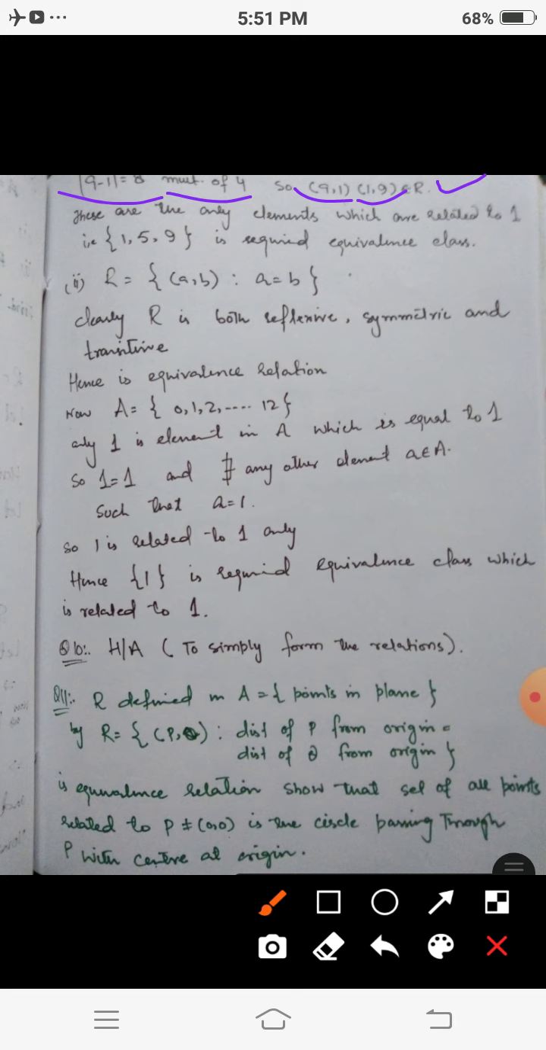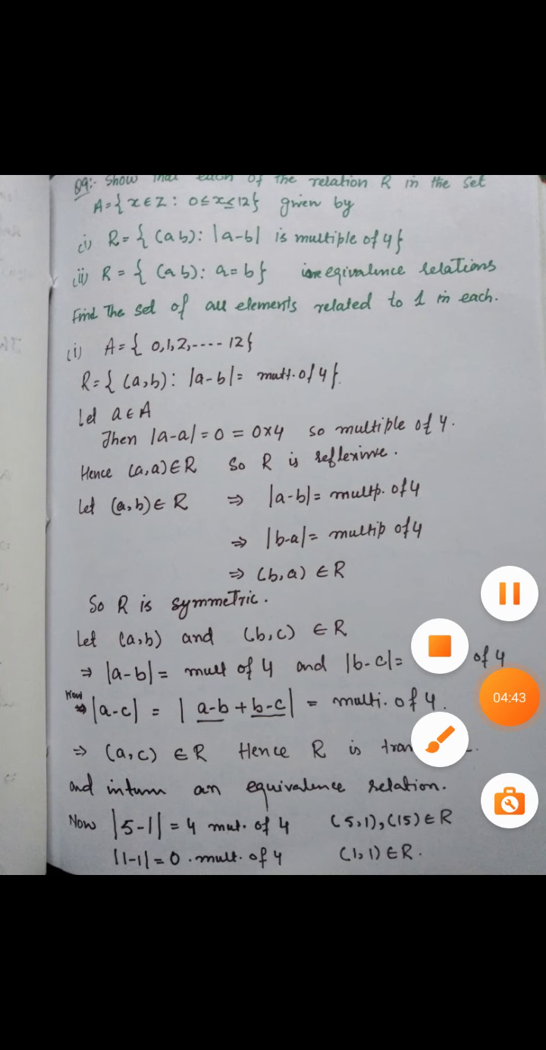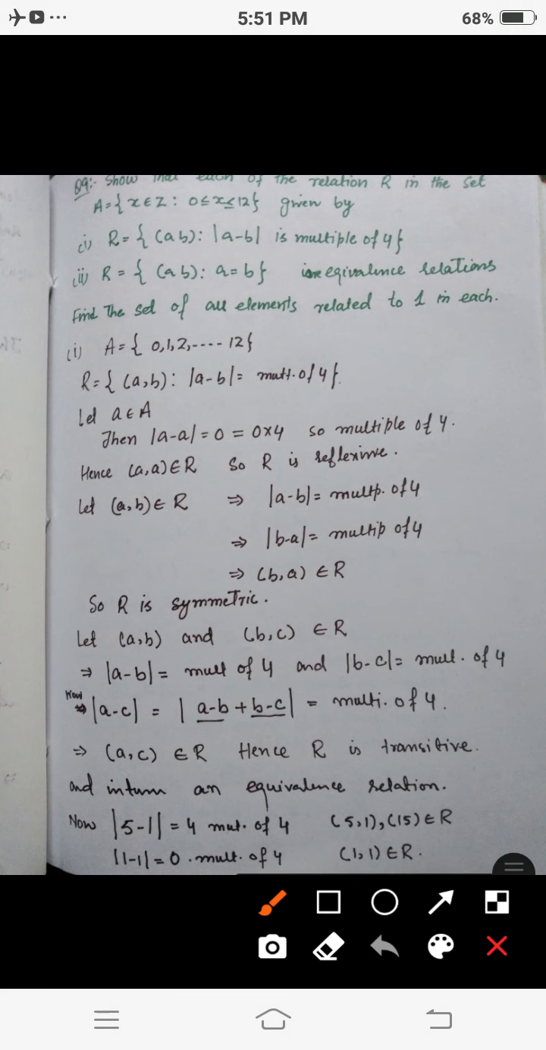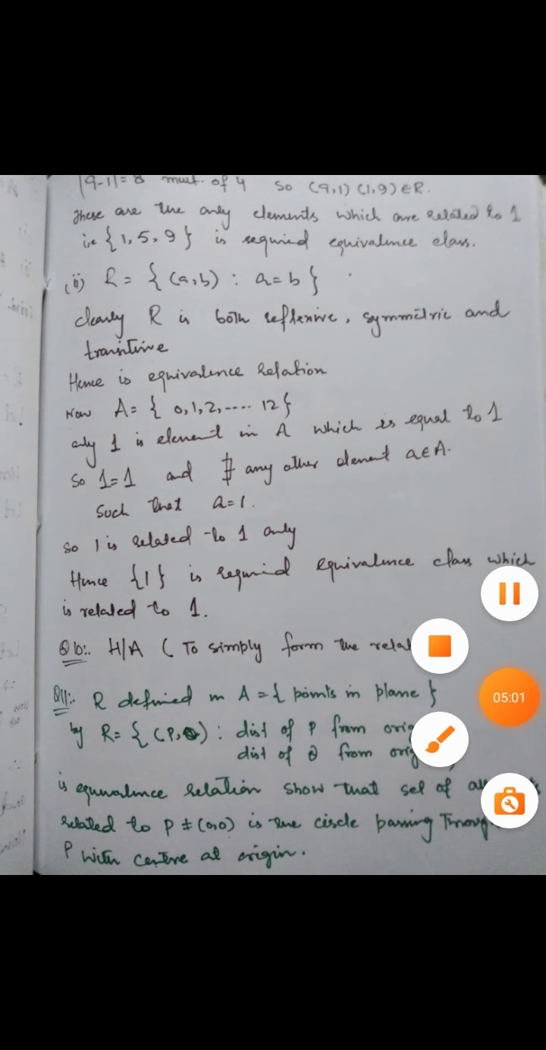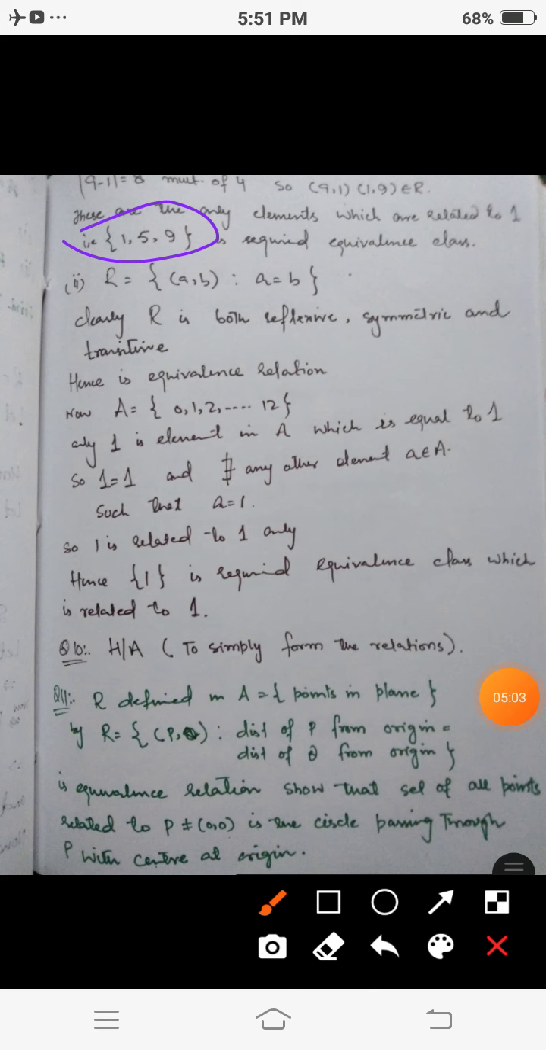But there does not exist any element other than these three elements, that is 1, 5 and 9. There does not exist any element in this A whose difference with 1 is a multiple of 4. So this means that we have only 3 elements, that is 1, 5 and 9, which are the only elements in this A related to 1 through this relation.